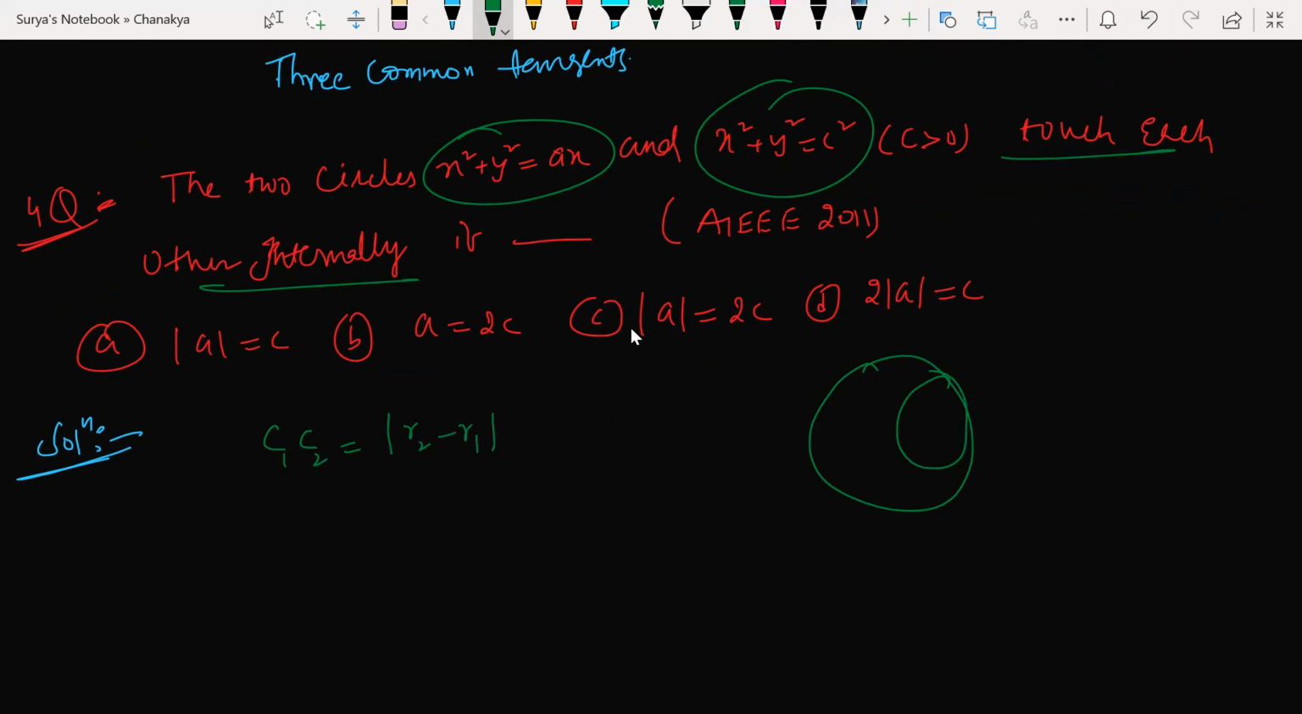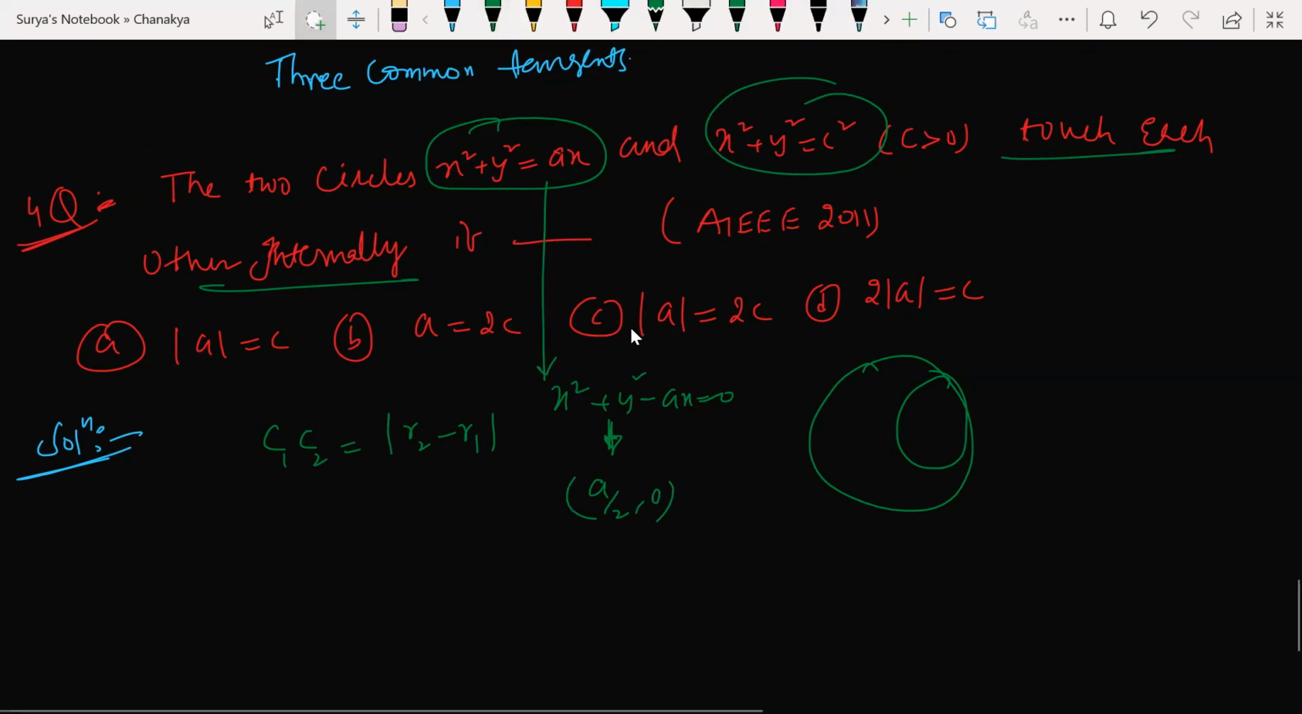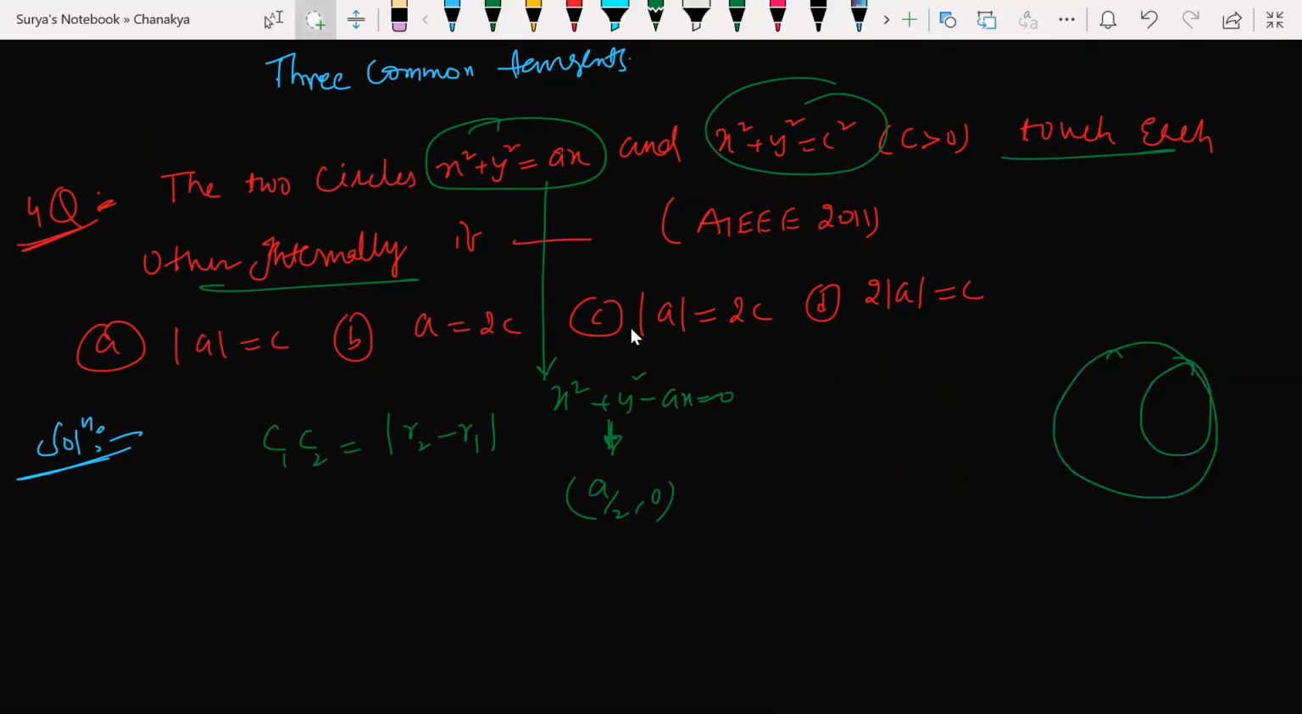What is C1 here? What is center 1 and center 2? This is my circle 1. This is my circle 2. Now, if I just take circle 1 and compare this circle with the general equation of a circle, what would you get? Center is a by 2 comma 0. Am I correct? Yes or no, people? Yes, sir.